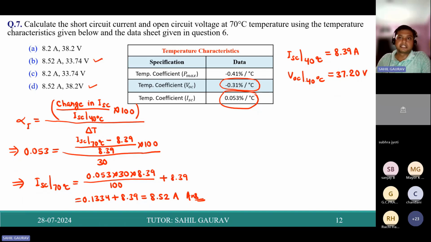So whatever the open circuit voltage at 40 degrees Celsius, at 70 degrees Celsius it is obviously less than that. From the options, in option D the value is 38.2 volt, which is greater than the given 37.20 volt, and in option B it is 33.74 volt. Since the open circuit voltage has a negative temperature coefficient, as the temperature goes up, this voltage will go down. Therefore, B should be the correct answer.